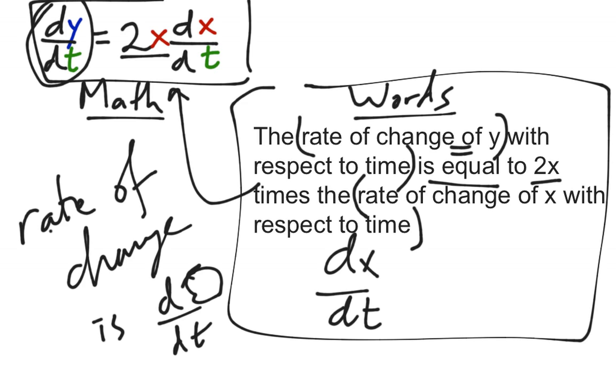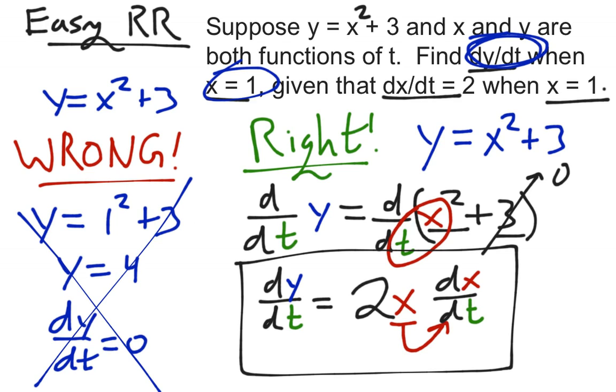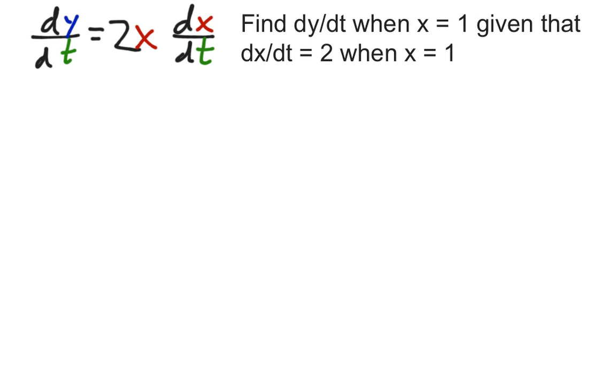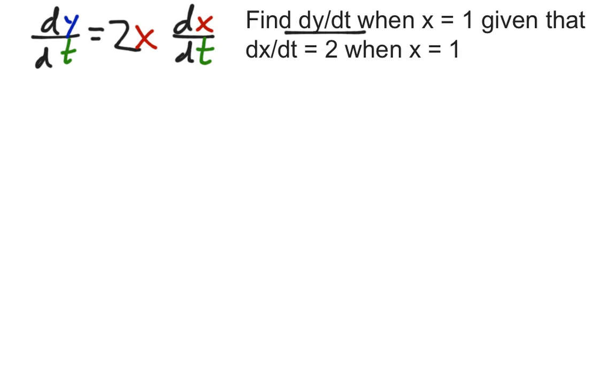Right, let's go ahead and answer that question. So back here, we had suppose y equals x squared. We need to find dy/dt when x equals 1, given that dx/dt equals 2 when x equals 1. So let's take those two pieces of information and answer the question. There's really only two more pieces of information, and they're right there, and we need to plug into those in order to find dy/dt.